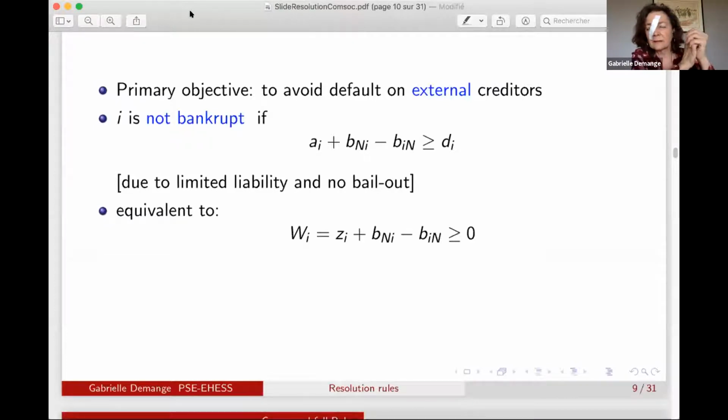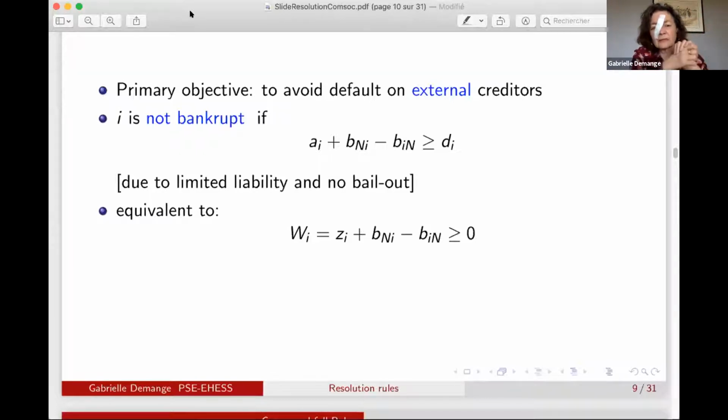So I will explain this objective of avoiding default on external creditors. I is not bankrupt if, with AI its external asset, BNI what it receives from inside, and BIN what it must give. Each time I have this notation, it's a sum. Basically, the condition says that the external asset plus what it receives from others minus what it gives is larger than the outside debt, the deposits.